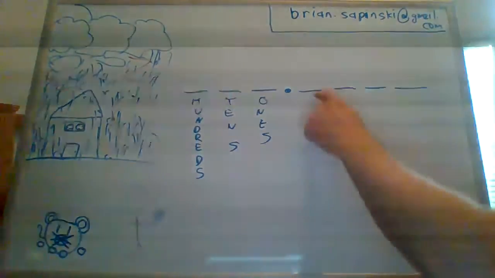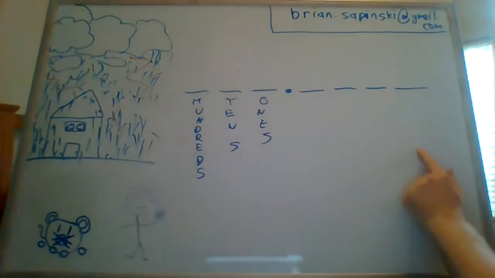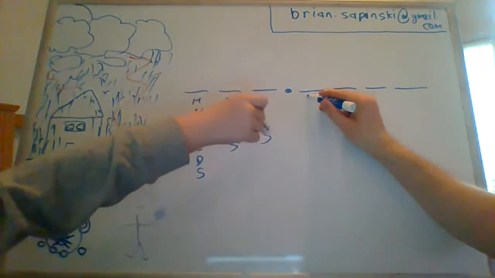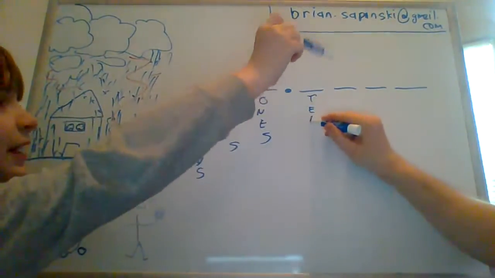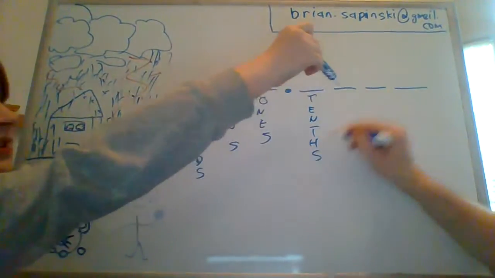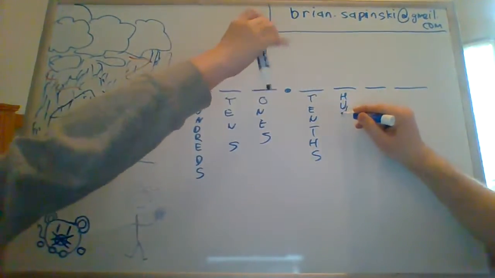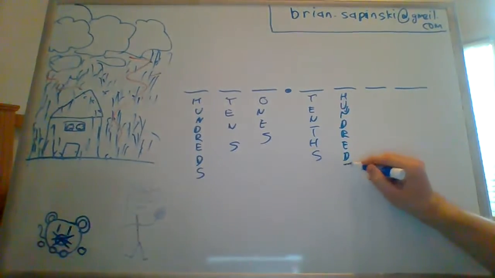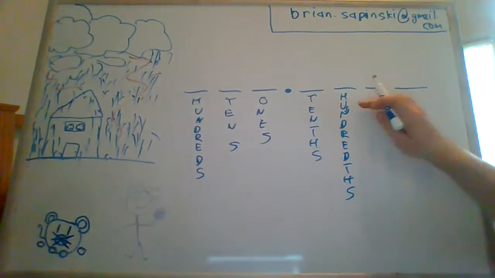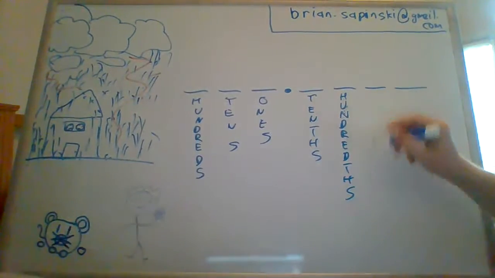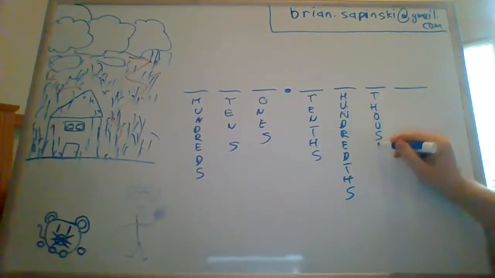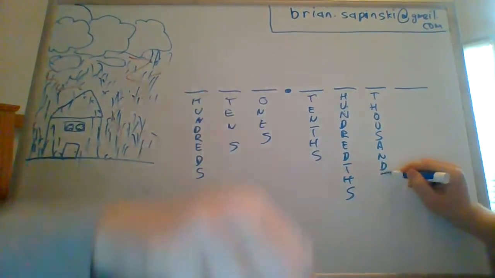So let's talk about these. That's the tenths place, hundredths place, thousandths place, ten-thousandths place. Now here's the key.